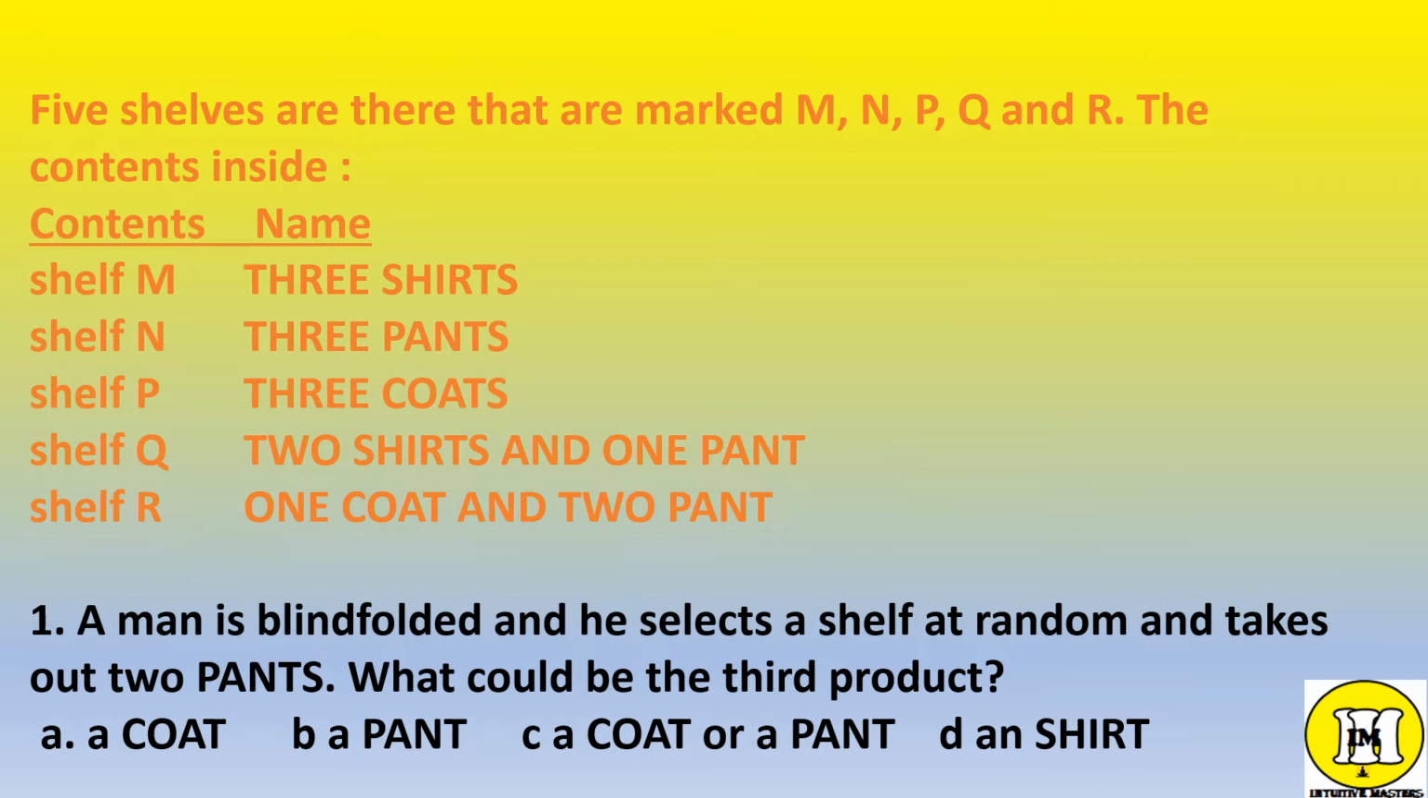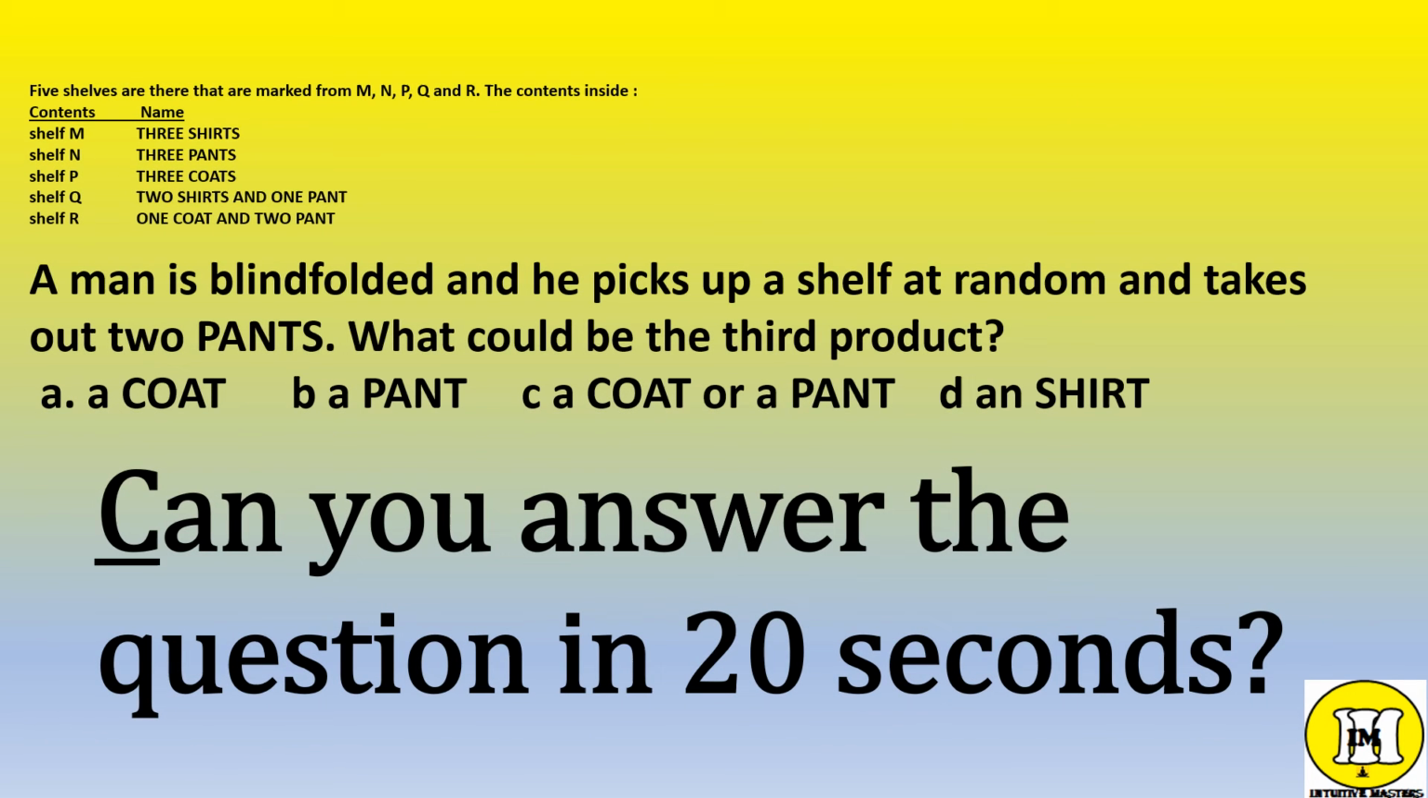A man is blindfolded and he selects a shelf at random and takes out 2 pants. What could be the third product? A. A coat, B. A pant, C. A coat or a pant, D. A shirt. Can you solve it in 20 seconds?